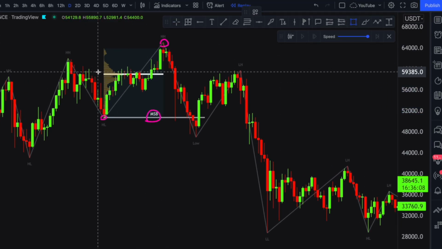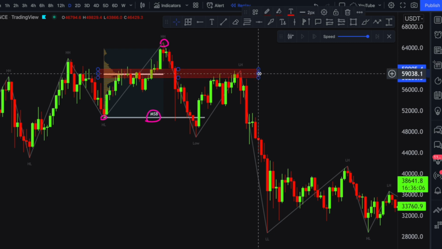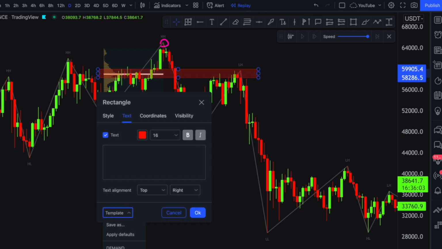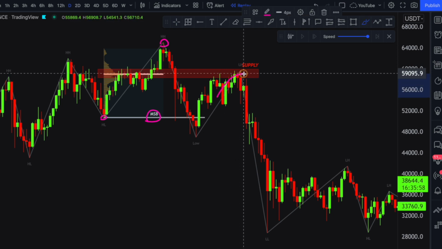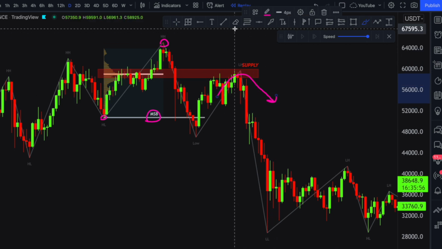Again, magically price comes back and hits the exact point for entry. Entry zones are golden zones. You will find so many entry points with specific tools.